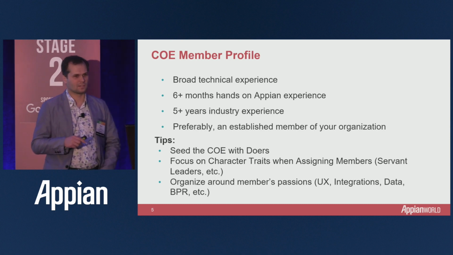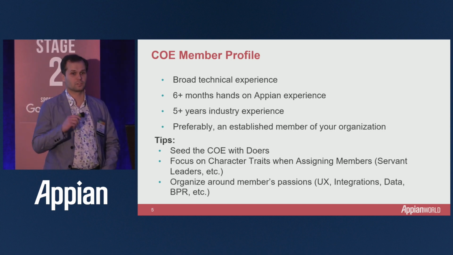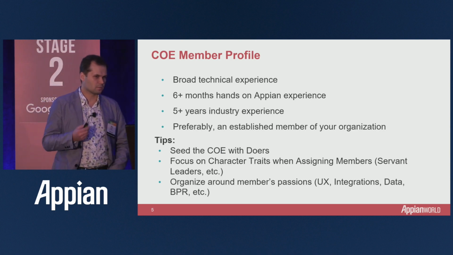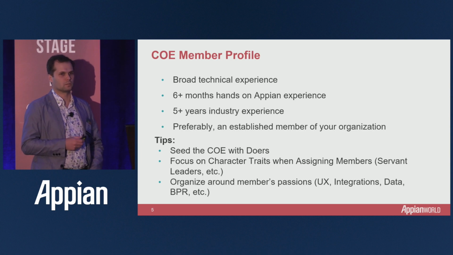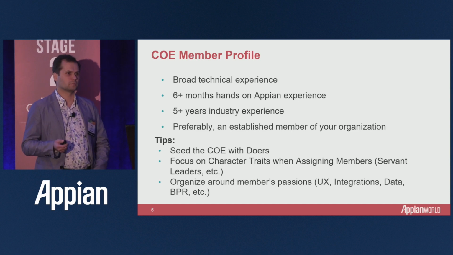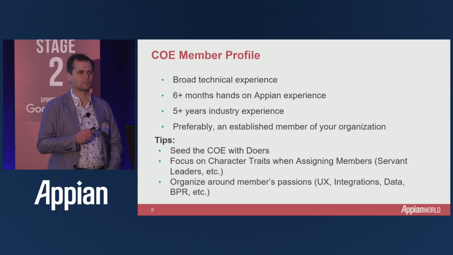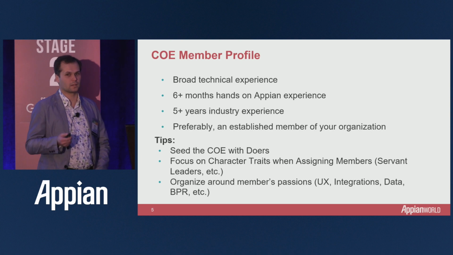Here we've got a sample member profile of a COE team. This is something that we came up with over the years working through with our customers and our partners, building the COE. So you want someone with broad technical experience, right? Appian is going to be, in many cases, central to your organization, to your enterprise. So they need to know different technologies. They need to be able to help the teams with data models. They're going to have to advise on web services. They're going to have to be familiar with enterprise architecture, because that is what they're going to be advising others on.